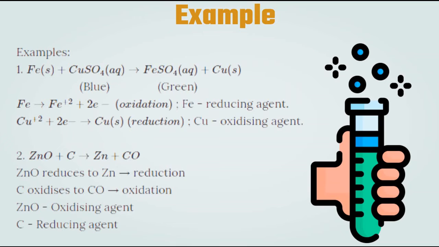Okay. And then the second example that we have is ZnO plus C, which turns to Zn plus CO. So in here, ZnO reduces to Zn, that is reduction, and C oxidizes to CO, which is oxidation. So ZnO is the oxidizing agent and C is the reducing agent, in this example.